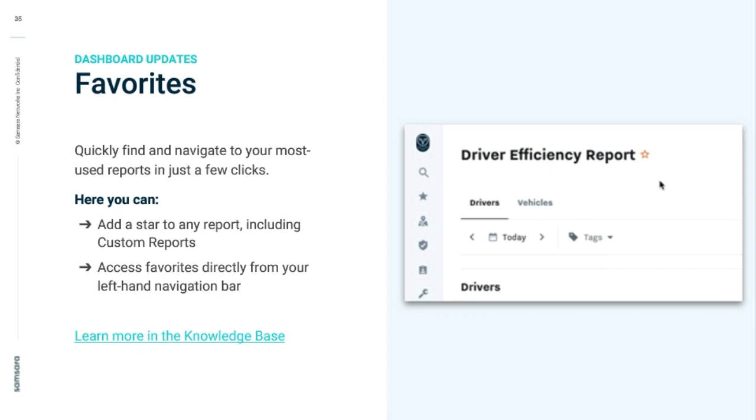Once you click on that star, that report is going to be added to the navigation on your left-hand side of your dashboard. And that just makes it really easy for you to access the reports that you need, and it saves you from having to click into specific parts of your dashboard. Having these reports at your fingertips helps you save time when you're navigating to the insights that you need to access to manage your fleet more efficiently.